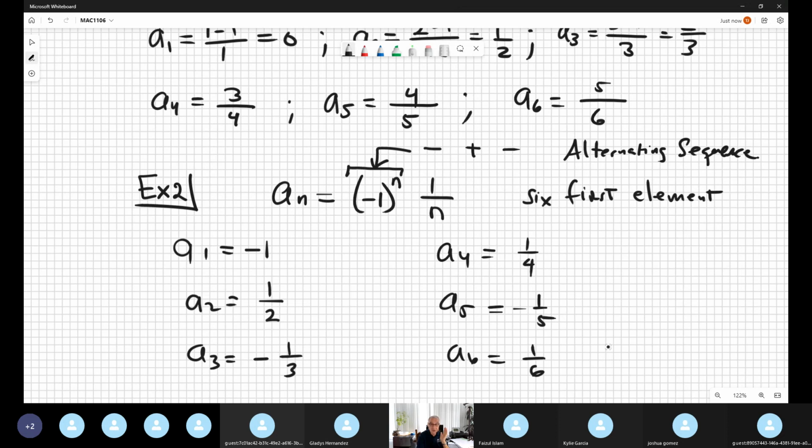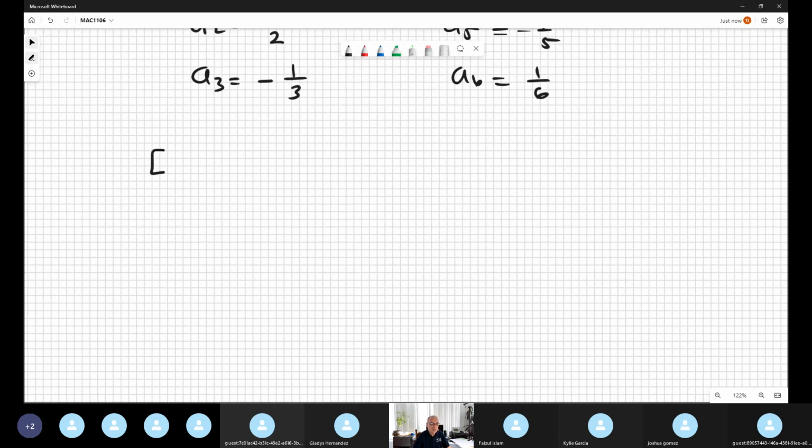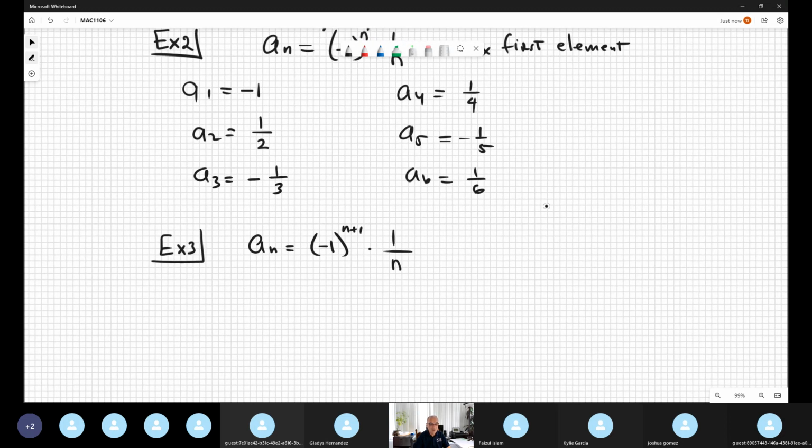Suppose I create example 3, very similar to this, in which you change one detail. You change a sub n to -1 raised to the n plus 1 multiplied by 1 over n. It's exactly the same, except now when you use n plus 1, we get the same numbers, but the sign changes. A1, A2, A3. Let me try to understand A1 at least. A1 is -1 raised to the 1 plus 1, which is 2. Wow, positive. 1 over 1. So it's 1 positive. You see the difference?